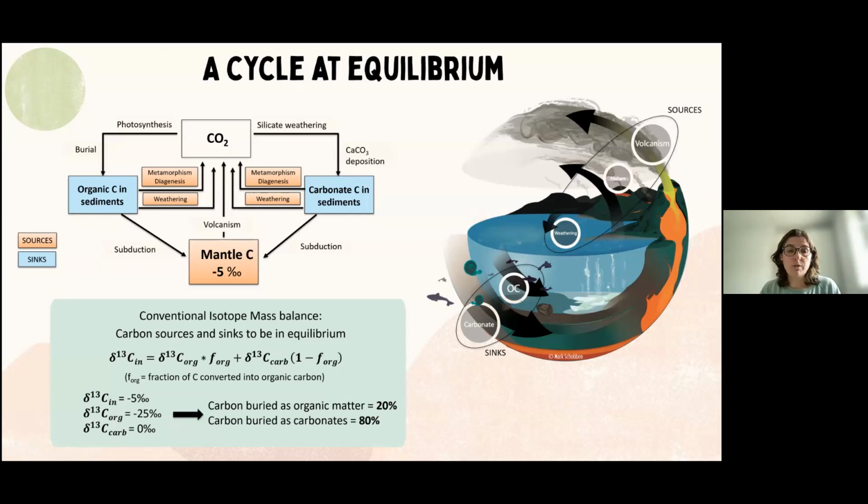But what is very interesting from this explanation is that the relationship between the sources and the sinks on the geological time scale is determined by the amount of carbon that is converted into organic carbon, that is the fraction. That's that fraction here. So this is the carbon that enters the system. This is the mantle. This is the organic carbon that is stored in sediments, and this is the isotope signature of the carbon that is stored in carbonate.